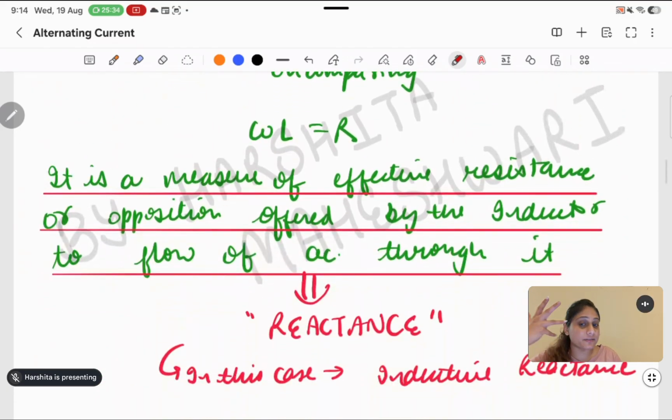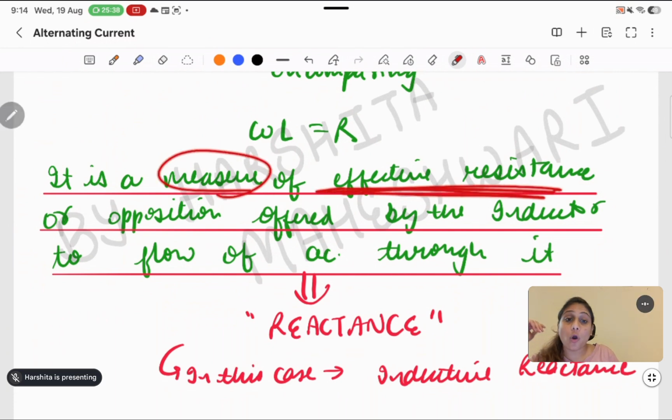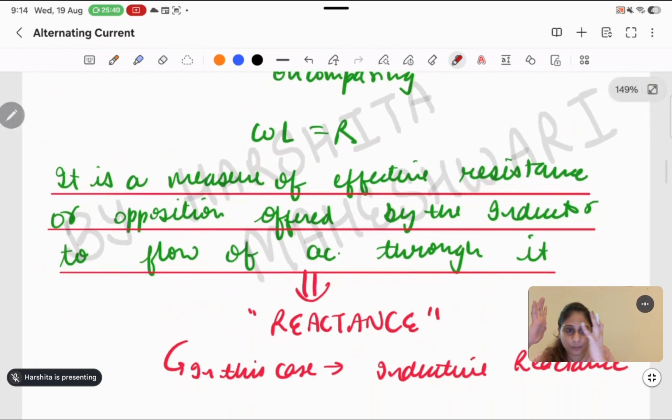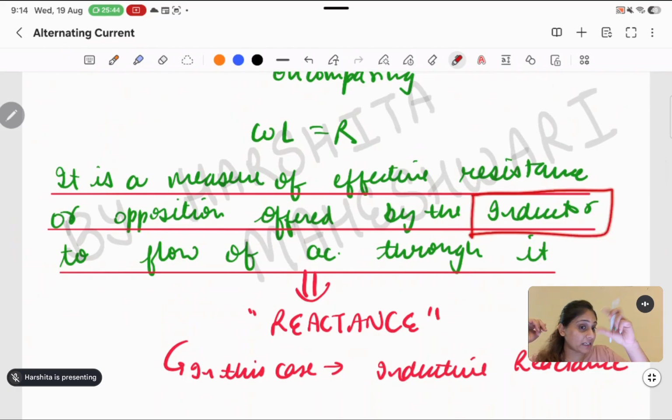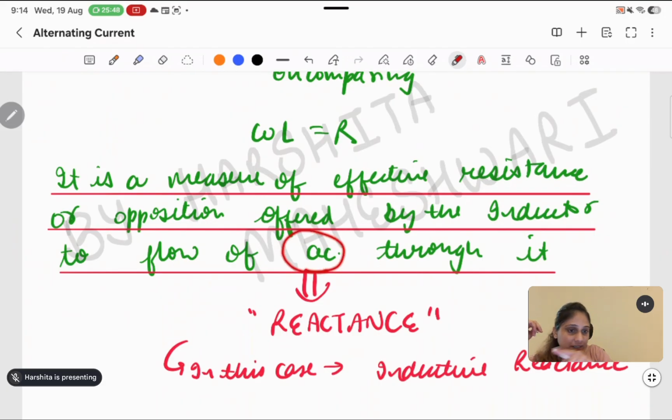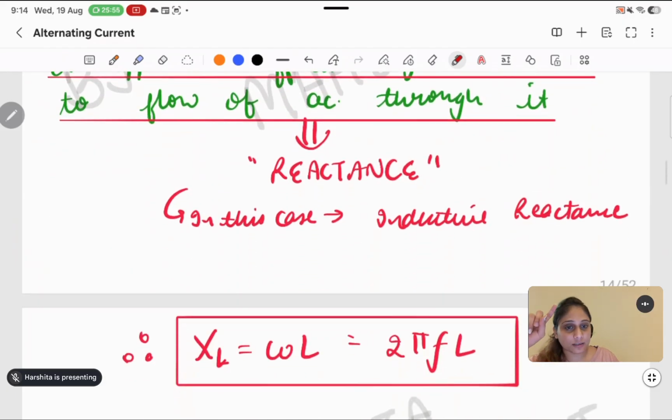It is now how it is defined. It is a measure of the effective resistance, or resistance is also called the opposition, which is offered by the inductor, that back EMF that I was talking about, to the flow of the alternating current, which is provided by the sinusoidal waveform. So that thing is called reactance. And in this case, for the inductor only, it is named inductive reactance.